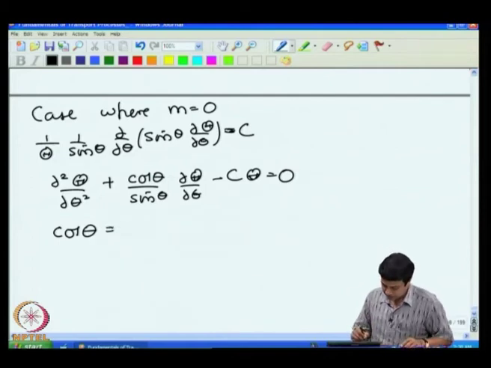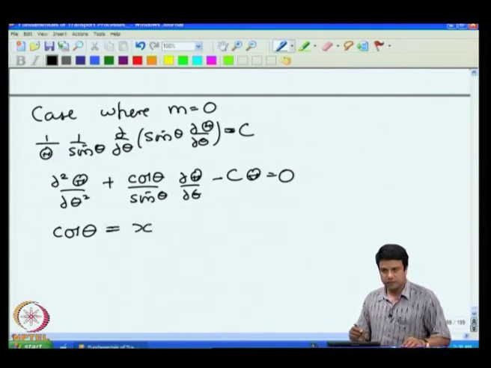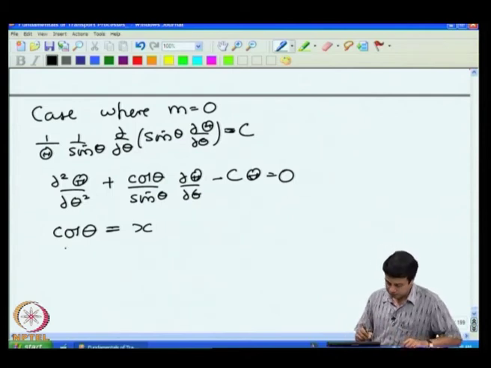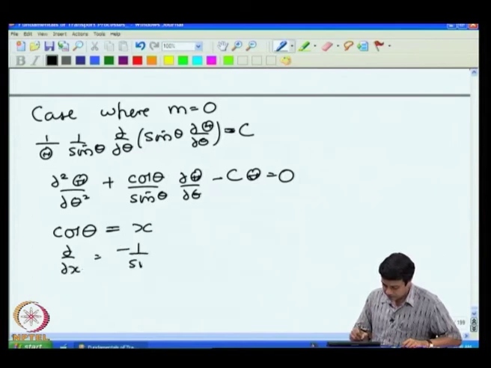Let me write cos theta is equal to x. This x is not the same as the coordinate x, it is just some variable that I am using. Cos theta is equal to x, that means that d by dx is equal to minus 1 by sin theta d by d theta.